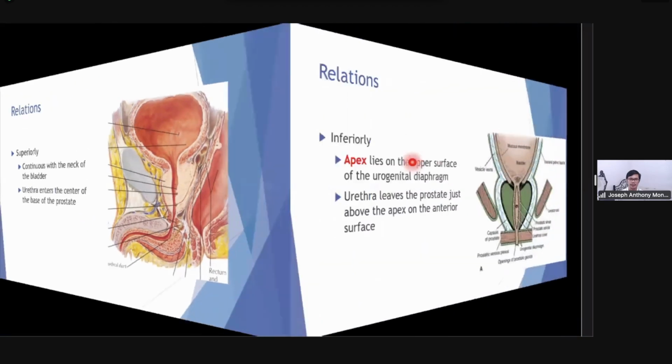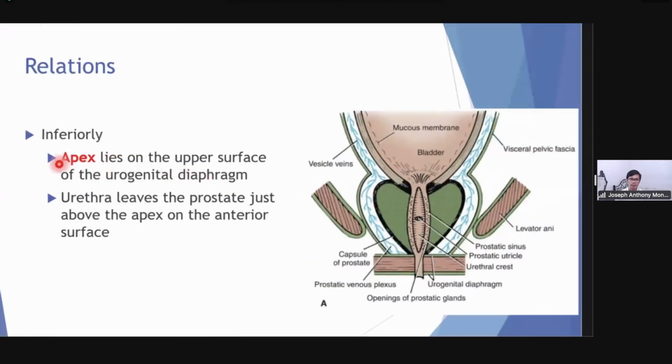Okay, so inferiorly, also known as the apex, again conical, semi-conical in shape, with the base where you could appreciate the neck of the bladder. Its apex inferiorly has a close relationship with the urogenital diaphragm. Okay, yun yung mga structures na you have to take note of in this slide. So the apex lies on the upper surface of the urogenital diaphragm, and then it will now be transitioning towards your membranous urethra. The urethra leaves the prostate just above the apex on the anterior surface. Okay, take note.